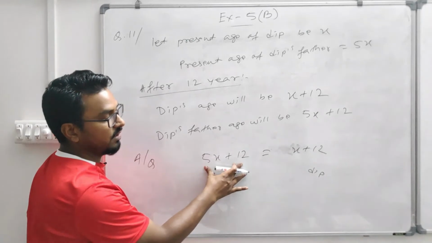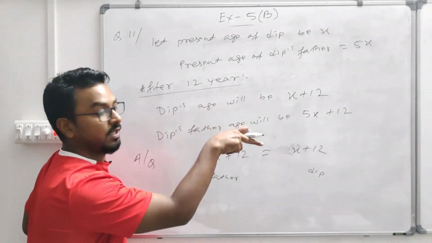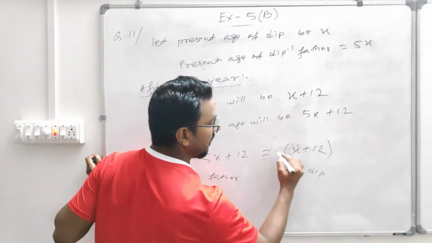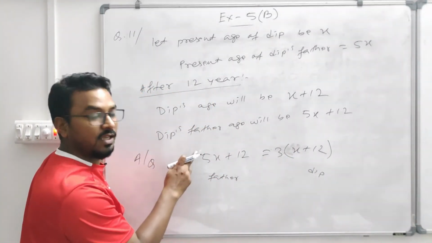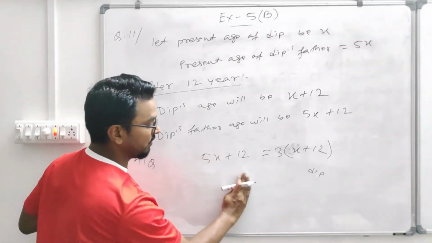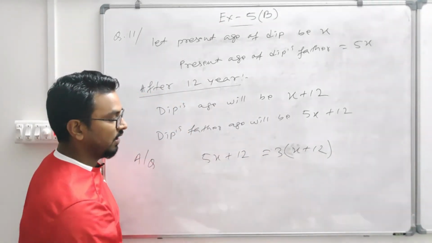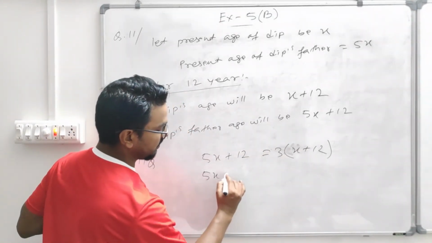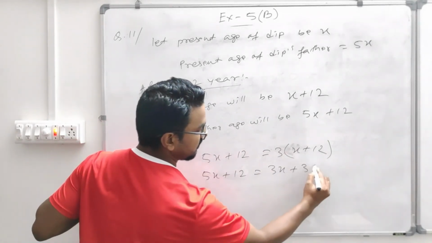So after 12 years the father will be 3 times Deep's age. So we have to multiply by 3 with Deep's age. Don't multiply here, because the father is already 3 times, and if you multiply by 3 again, it will become 9 times. So we multiply with Deep's age, then only it will be equal. Now you multiply: 5x plus 12 equals 3x plus 36.